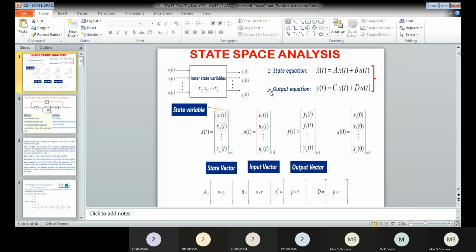Similarly, we can have the output equation of the system. That will be y of t is equal to C into x of t plus D into u of t. These are your two important equations in the state space analysis. So here we are going to discuss the state variables.